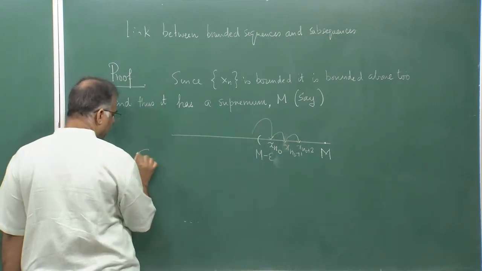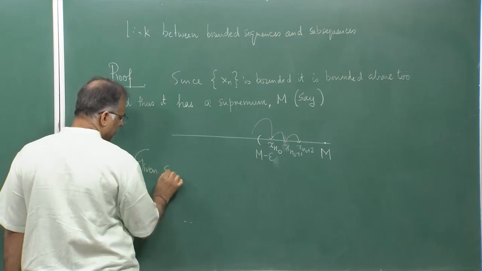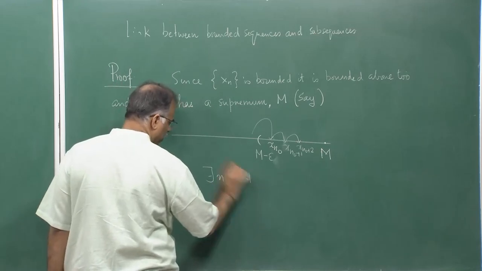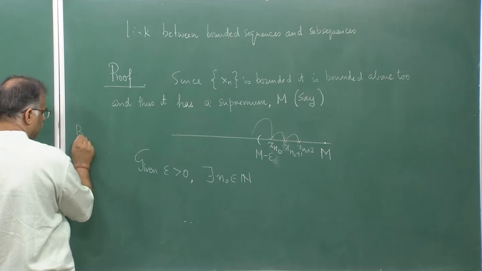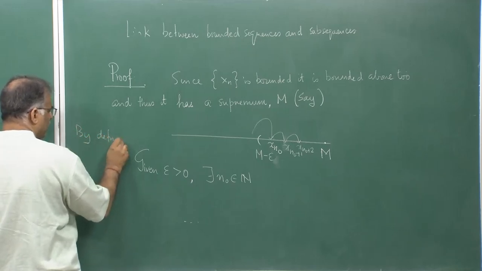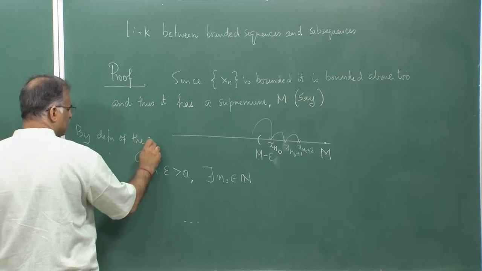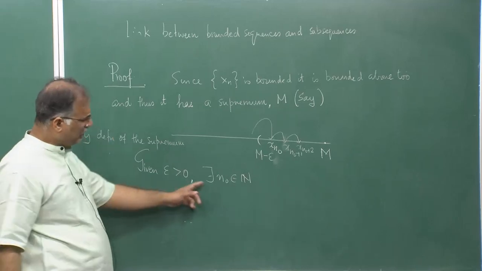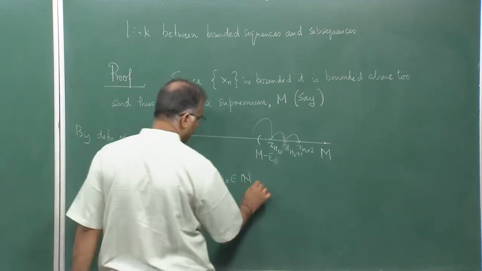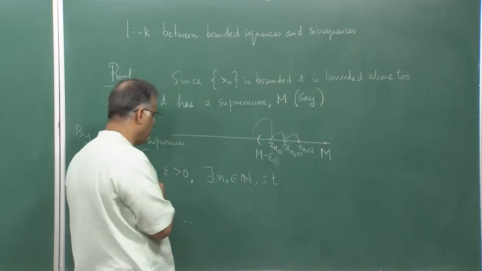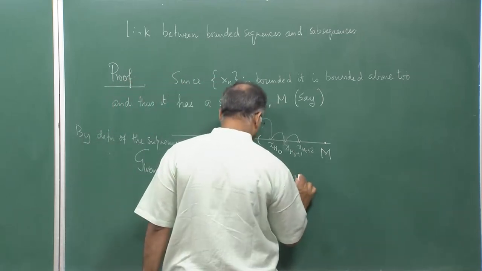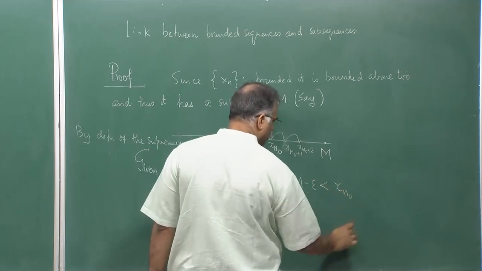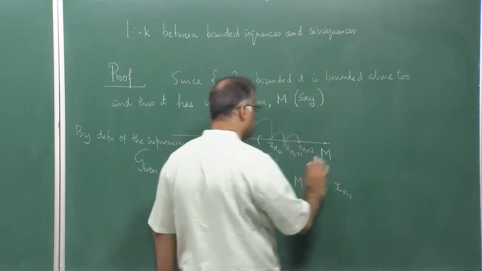So what it means, given epsilon greater than 0, there exists N naught an element of N just by the definition of the supremum. So maybe if you want to be more clear, by definition of the supremum, given epsilon greater than 0, there exists an N naught such that, what happens is that M minus epsilon is strictly less than xn naught, less than or equal to M. But this is true.